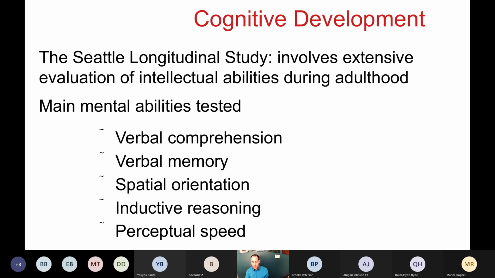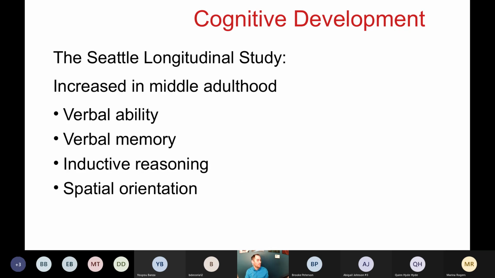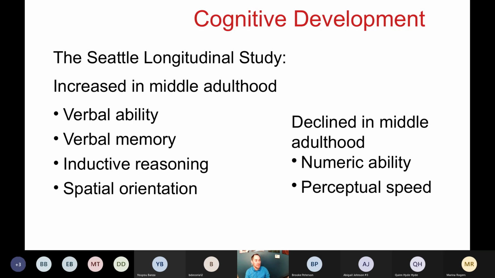So these are the kind of mental abilities, cognitive abilities tested in this study: verbal comprehension, verbal memory, spatial orientation, inductive reasoning, and perceptual speed. So hopefully you already remember the definitions of these different things. These are things that they found increased in middle adulthood. So in middle adulthood, verbal ability, verbal memory, inductive reasoning, spatial orientation all increased. While they watched these people over their lifespan, on average, that group was increasing on these abilities. Numeric ability and perceptual speed seem to decline in middle adulthood.